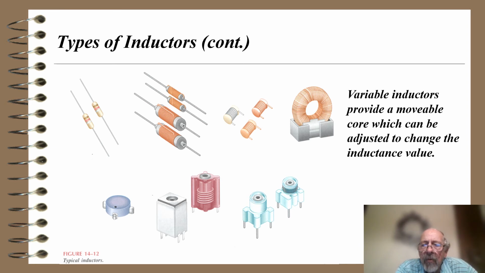Variable inductors provide a movable core which can be adjusted to change the inductance value. And so down in the bottom there, you see a bunch of variable inductors, and you would actually use a plastic stick, which is shaped in such a way that it can grab the core, and you turn the core and move it inside the inductor, so it's either in the middle of the coil of wire or moved to one side, and that will vary the inductance.